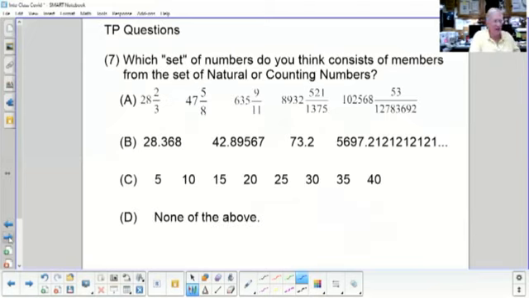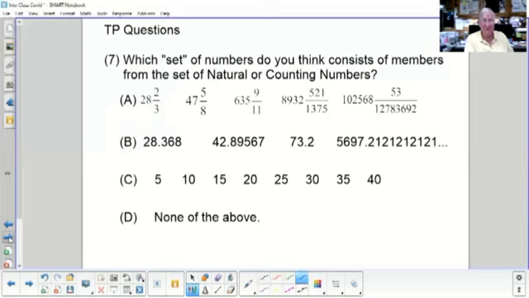Okay. Now, I've got some other questions I'd like to ask you today, all right, about different stuff in mathematics, okay? Which set of numbers here that you see do you think consists of members of the set of natural or counting numbers, the numbers you learn to count with as a little kid?